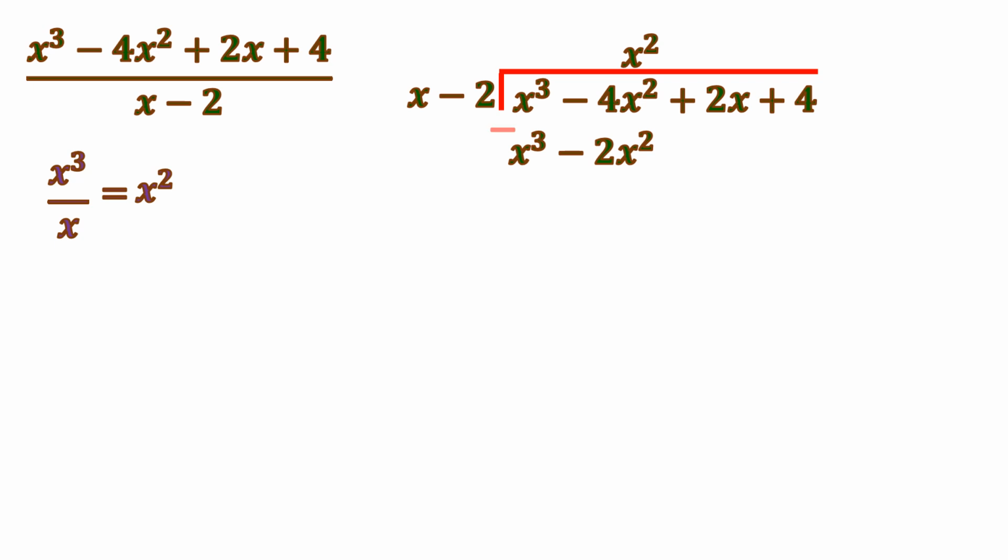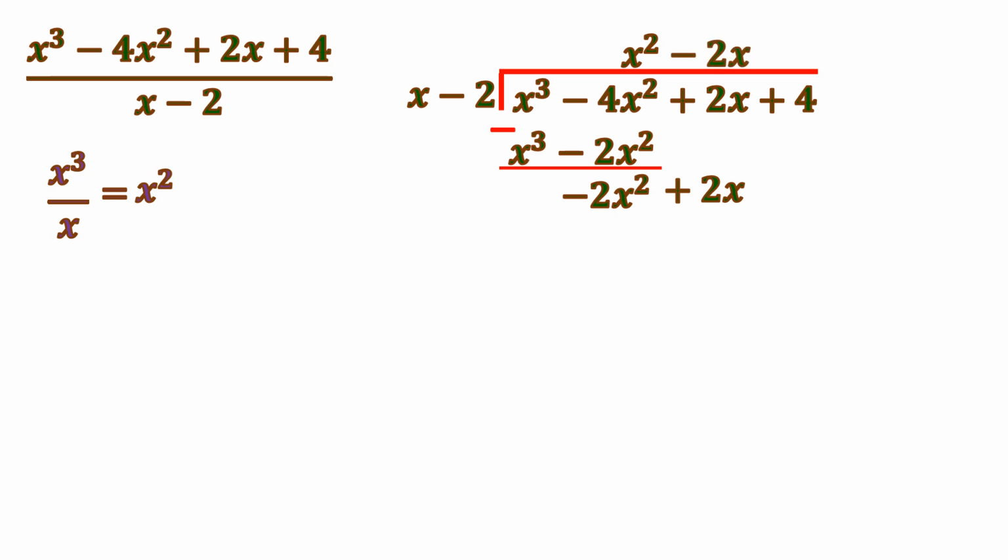Then we subtract. So x cubed minus x cubed, of course that becomes 0. Negative 4x squared minus -2x squared, so minus -2x squared becomes positive 2x squared. So negative 4x squared plus positive 2x squared, it will be negative 2x squared. Then bring down plus 2x. Then let's continue. The same procedure. We'll divide negative 2x by x, or the first term by the first term of the other polynomial. So it will be negative 2x.